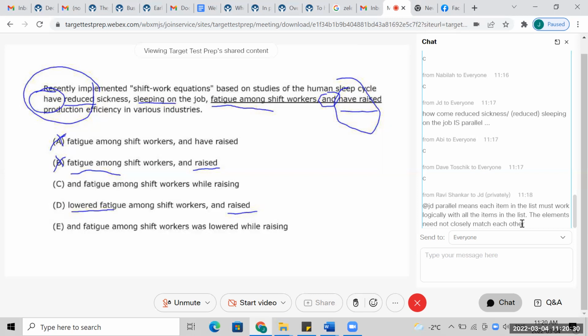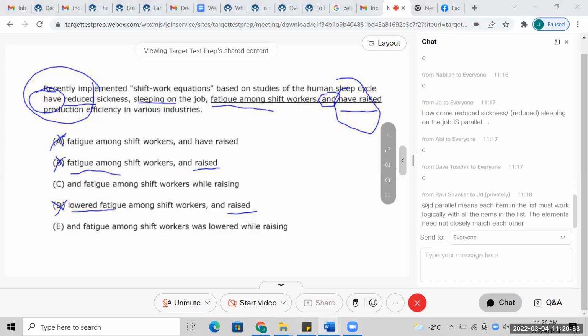Right? D is gone because "have reduced" carries over to these first two. "Have reduced sickness and sleeping on the job" works. "Have reduced" does not work with "lowered fatigue." We don't have "have reduced lowered fatigue." And "have reduced raised" does not work either. So the carryover takes us through this question, even though it's tricking a lot of people, but if we're careful with our carryover, it won't get us.